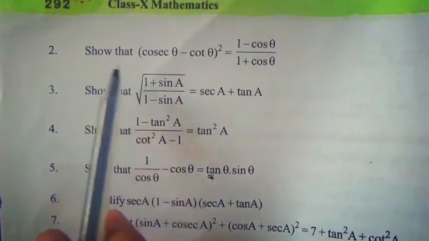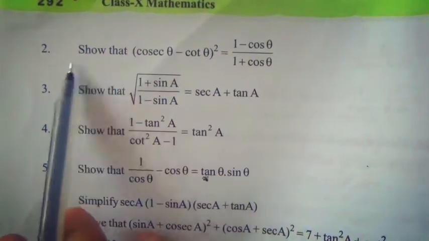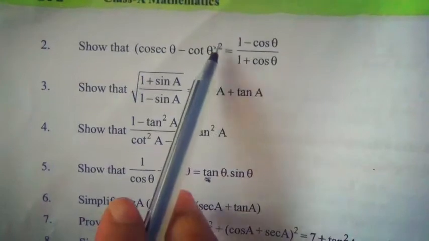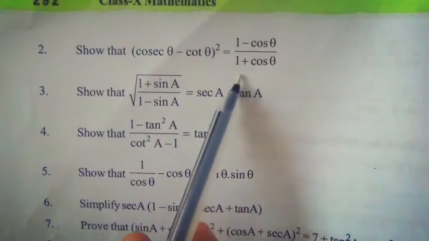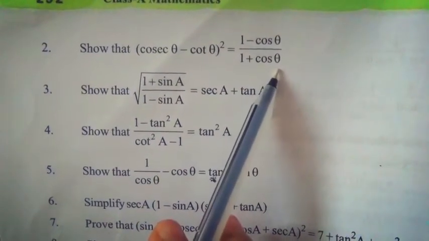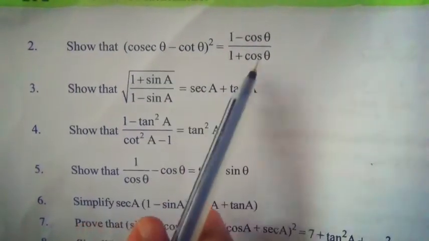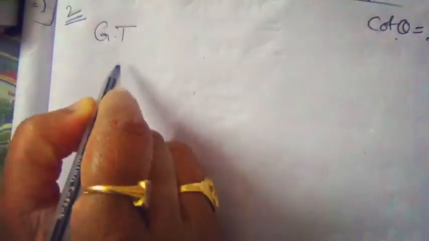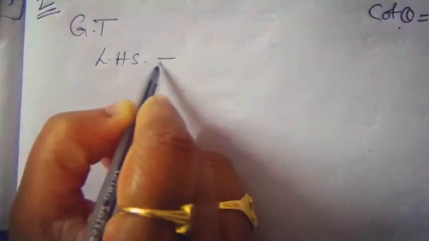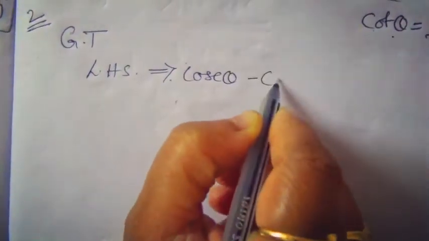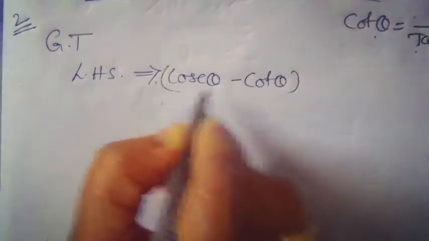So second sum, in exercise 11.4, second sum: show that cosecant theta minus cot theta whole square is equal to 1 minus cos theta by 1 plus cos theta. Okay, so LHS, RHS. LHS we have to take and RHS we have to prove. Second sum. So given that, LHS is equal to cosecant theta minus cot theta whole square.